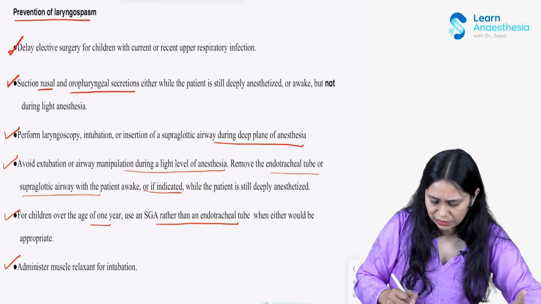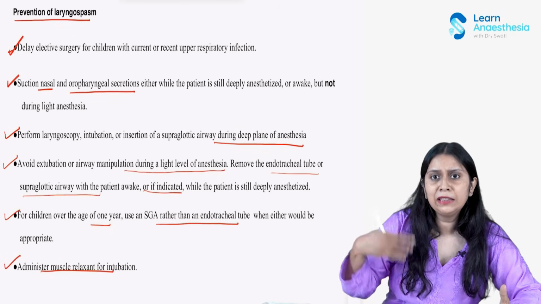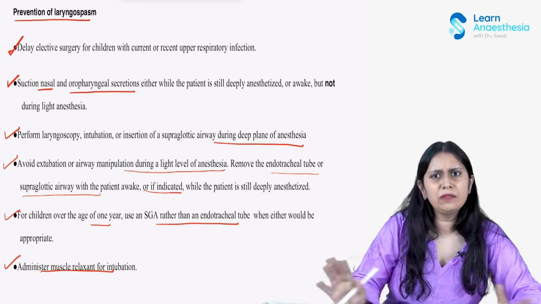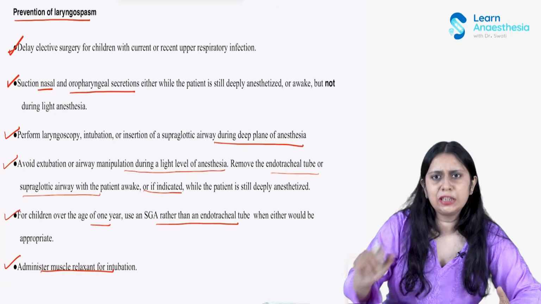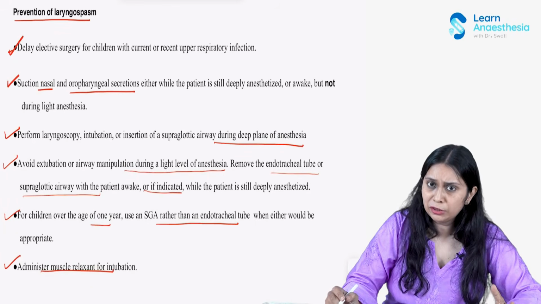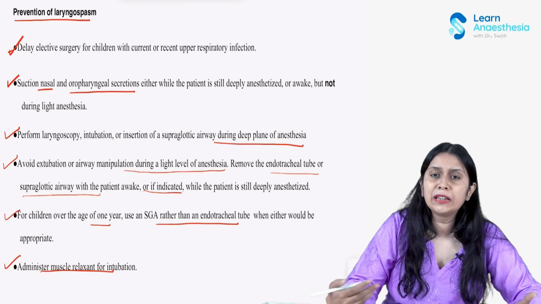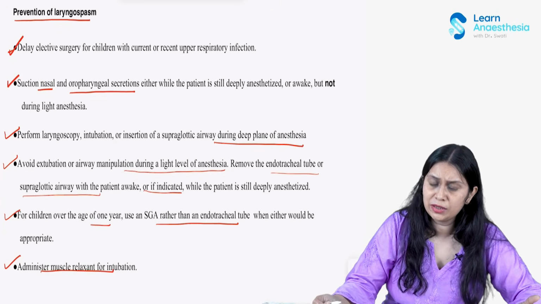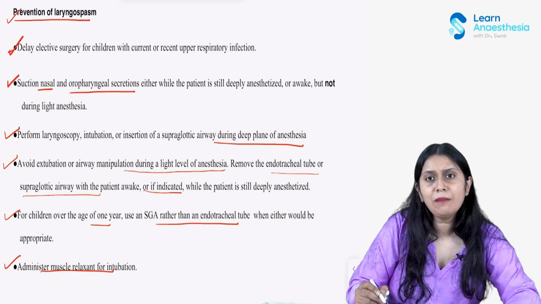And administer muscle relaxant for intubation. If you can give a neuromuscular blocking agent before intubation, always deepen the plane of anesthesia, paralyze the patient, and then attempt laryngoscopy and intubation. Under a lighter plane, laryngoscopy very much predisposes to the development of laryngospasm in patients. These are the measures by which we can prevent laryngospasm from happening.